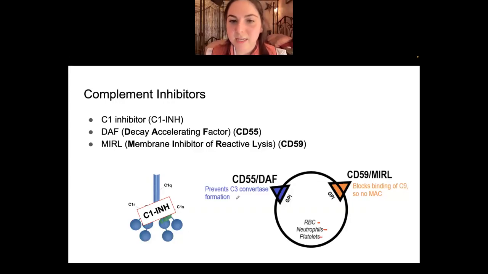DAF is going to prevent C3 convertase formation directly on the red cell. It's just going to stop it from binding to it. And then MERL is going to block MAC. You're blocking the binding of C9. And remember, for MAC you need C5, C6, C7, C8, and C9. So MERL is going to block C9, so you won't get MAC.